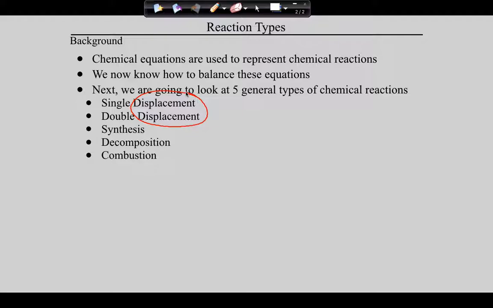And once you understand what displacement means, obviously some reactions do it once, single displacement. Some reactions do it twice, double displacement. So you can group those together in your brain and it becomes less to keep track of.